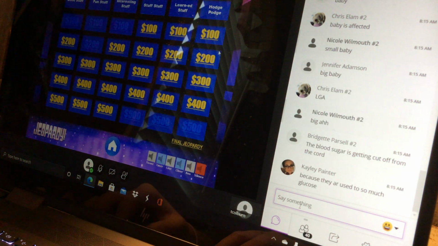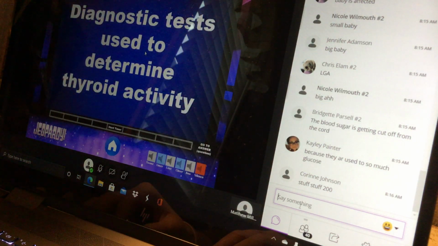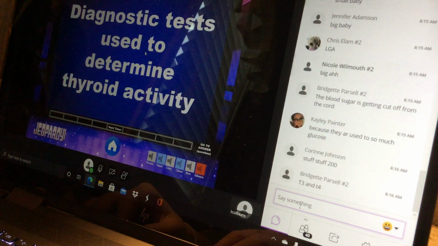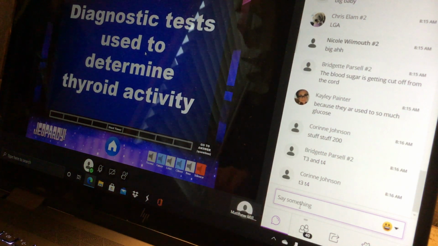All right, next question. Who wants to pick? Stuff for 200. Diagnostic test used to determine thyroid activity. What do they use to determine the thyroid? What's the lab or the diagnostic? T4 and TSH. Yeah.